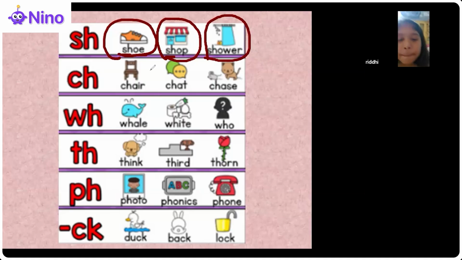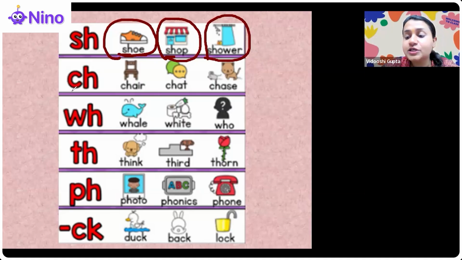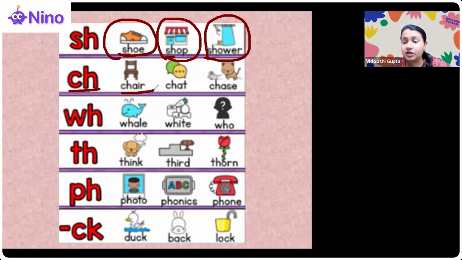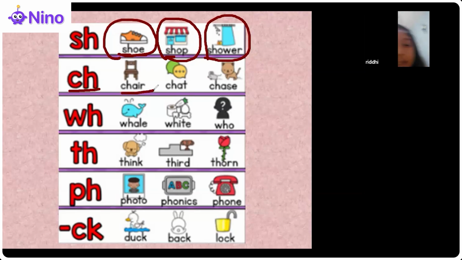Okay, now let's move forward. Next one we have is ch. Okay, wherein C and H come together to make a new sound, that is ch. Digraph ch. For example, chair. We are all sitting on a chair. Ch, chair.